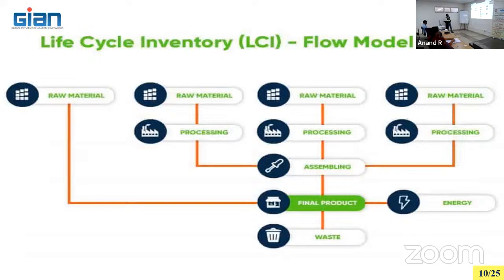Life cycle introduction and flow model: raw material and processing. There are different steps. You can see here, raw material goes to the final product ultimately. So different raw materials are involved for different processing. Finally, you will be getting the product, energy, and then the waste will be coming out.